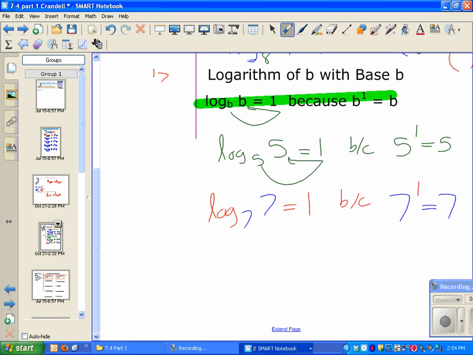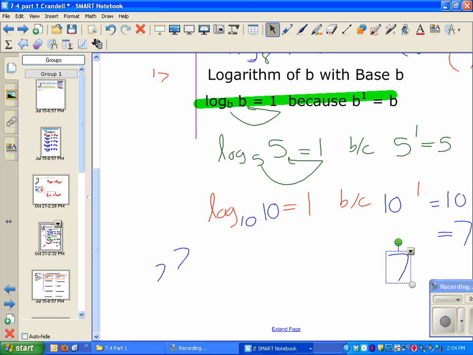And then we could replace the 7s with anything. We could do 10. Log base 10 of 10 equals 1 because 10 to the first equals 10. So that's true for all the bases, right? And that's going to be helpful.